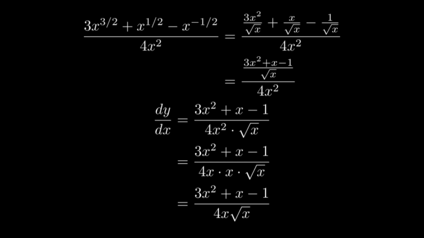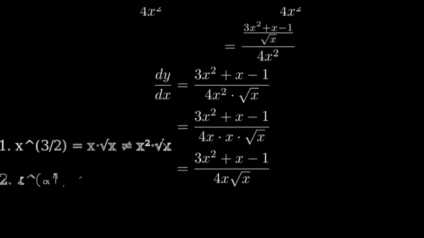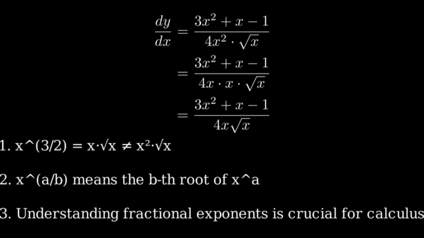Let's summarize what we've learned today. First, x to the power of 3 halves equals x times the square root of x, not x squared times the square root of x. Second, when working with fractional exponents, remember that x to the power of a over b means the bth root of x to the power of a. And finally, understanding these concepts is crucial when simplifying expressions, especially in calculus.